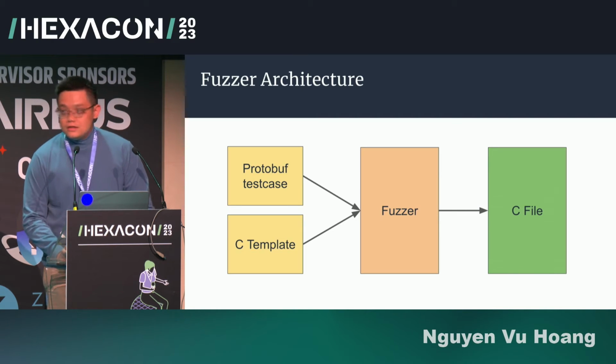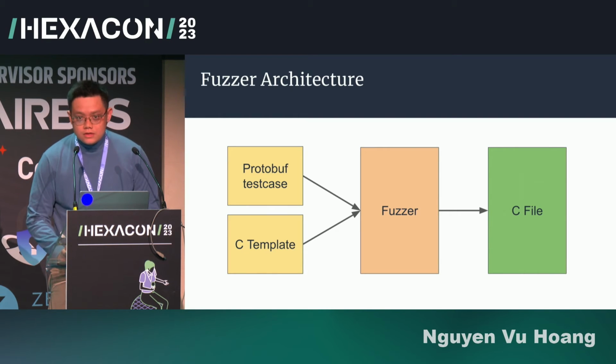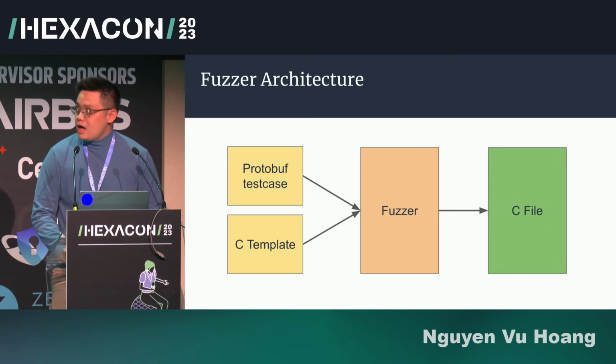And then here's how my fuzzer works. My fuzzer receives two inputs. The first input is the prototype test case, which stores the information of the functions and their argument values. And the second input is the C template. It's basically a C file, but I added some custom configuration, allowing the fuzzer to read it easily.